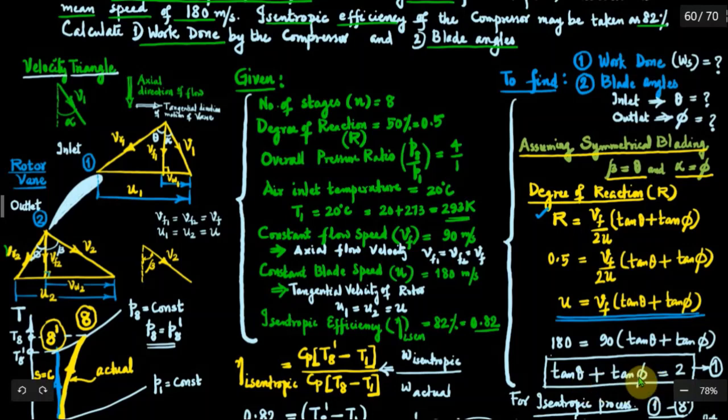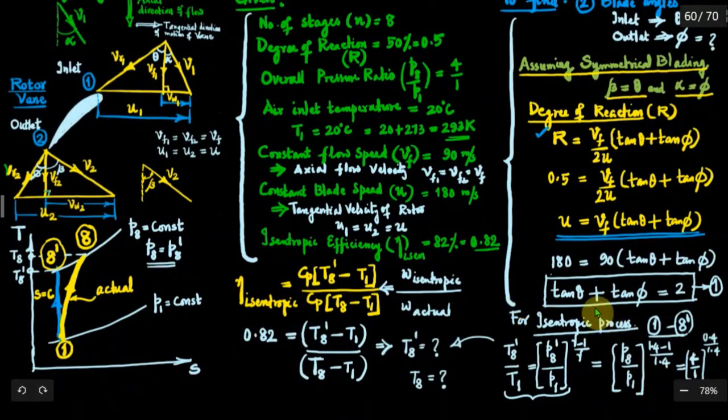So you get an expression for tan theta plus tan phi, that's all. Tan theta plus tan phi is equal to 2. Let it be equation number 1. So remember, we have to get some other expression, an additional expression containing theta and phi, so that you can separate this out and find theta and phi separately. That is our objective now.